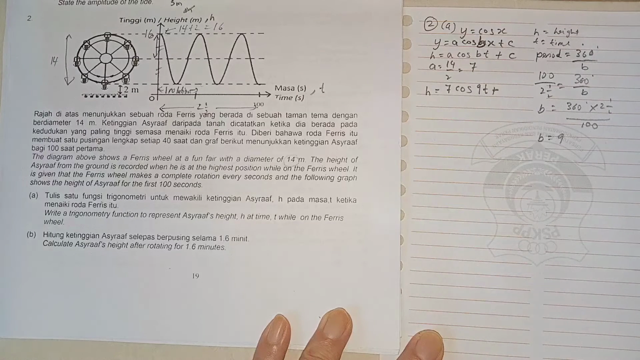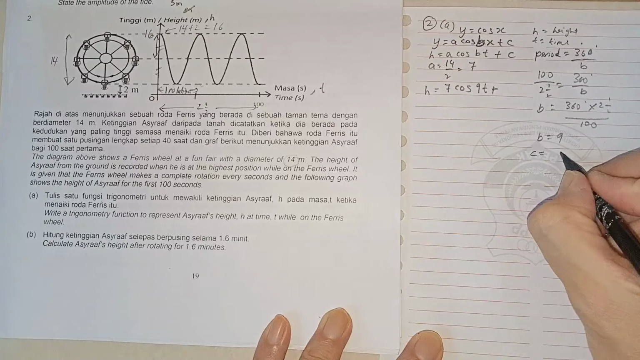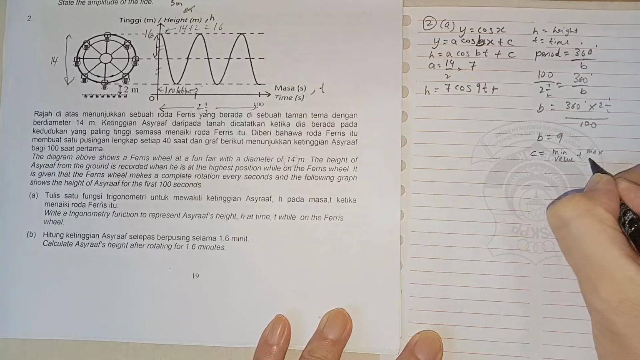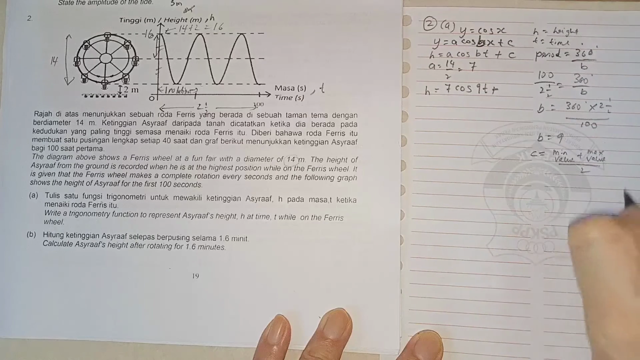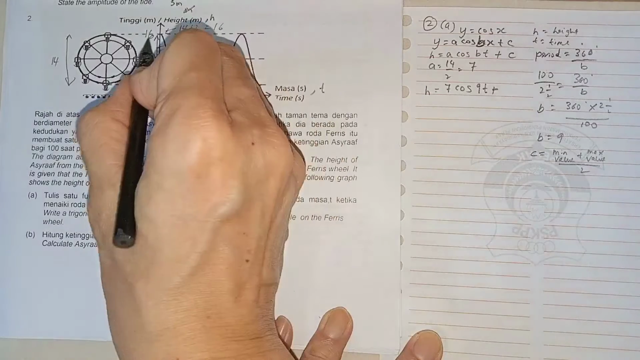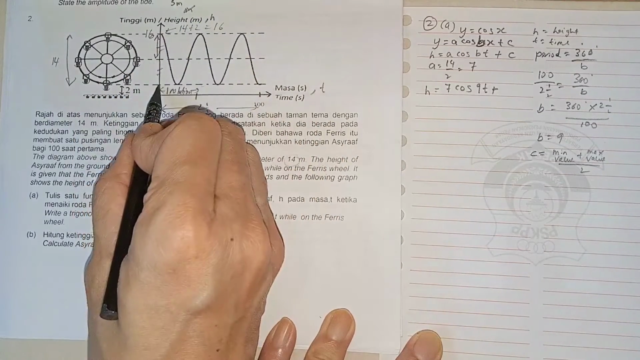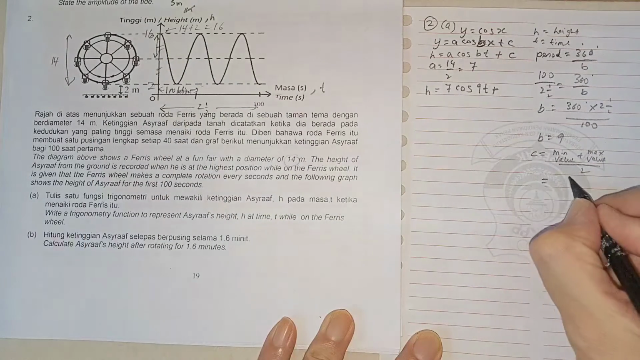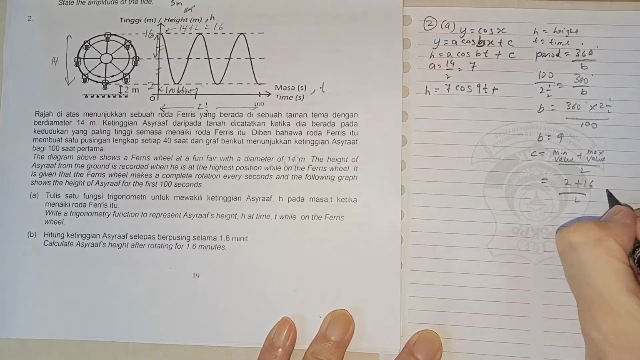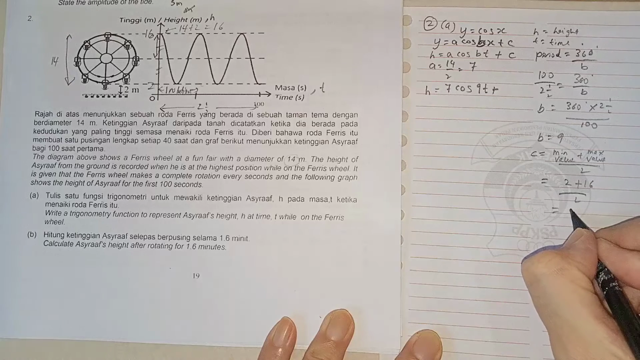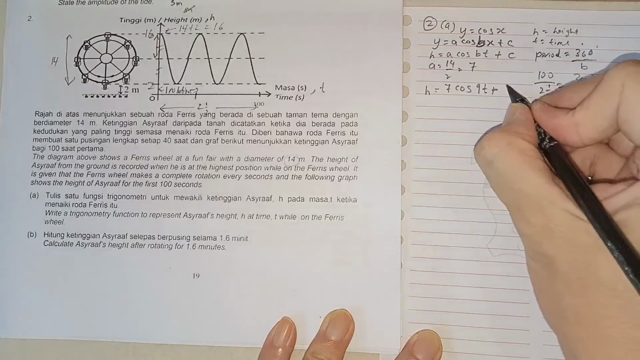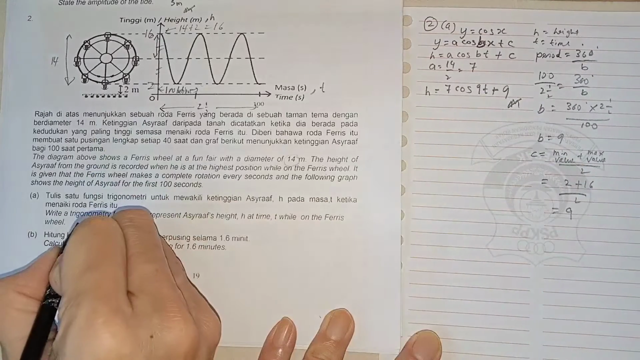Want to find c. For c, there's one formula, can use this formula also: minimum value plus maximum value divided by 2. That means minimum is 2, maximum is 16. So we get 2 plus 16 divided by 2. So we get c equal to 9. So the answer becomes 7 cos(9t) plus 9.